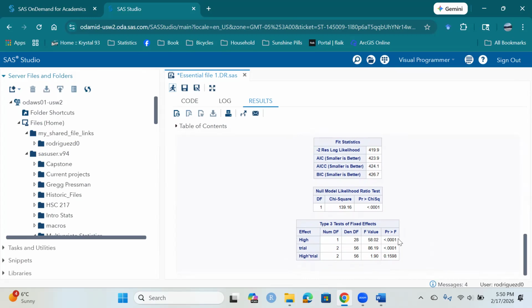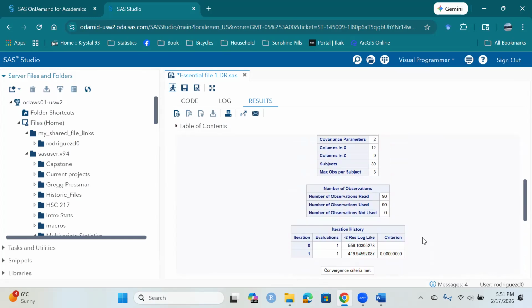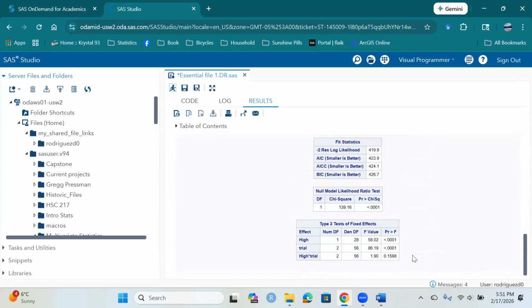There's an effect for this variable, high versus low. There's a significant effect for trial. So there's a between subjects effect and a within subjects effect. However, there is no between by within effect, so the high by trial interaction is not significant. The p-value is 0.1598. While there's an effect, like with treatment, you have an increase in whatever our variable was here, competence. We have an increase in competence over time.